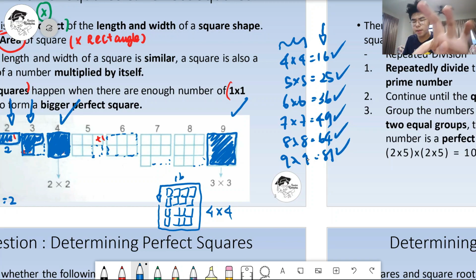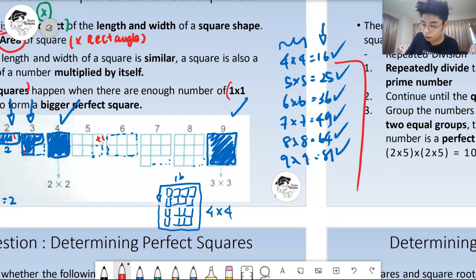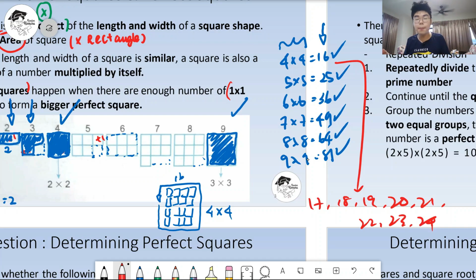Okay? Now you ask me, what is not a perfect square? 17 lah, 18 lah, 19 lah, 20 lah, 21, 22, 23, 24. Not perfect square lah. Kenapa? Let's check 24 lah. How do you make 24? 8 times 3. 6 times 4.